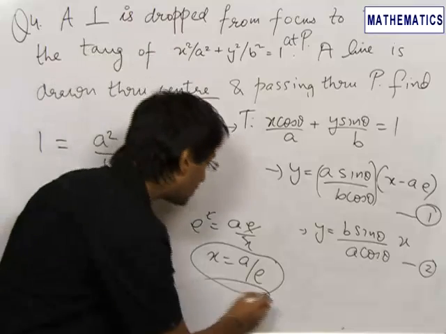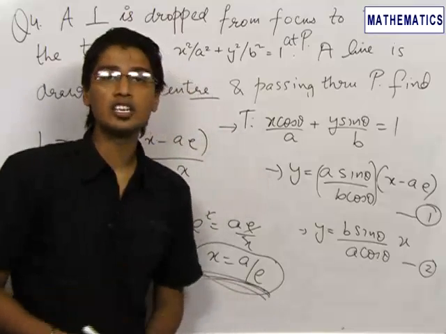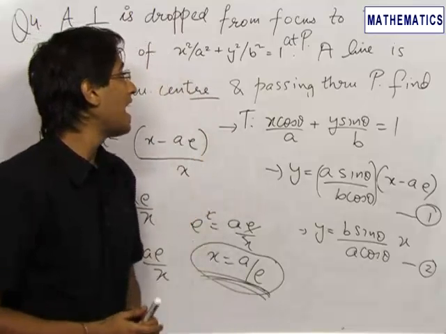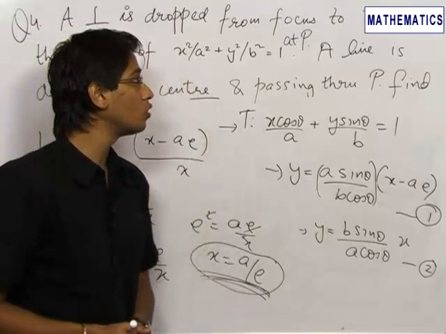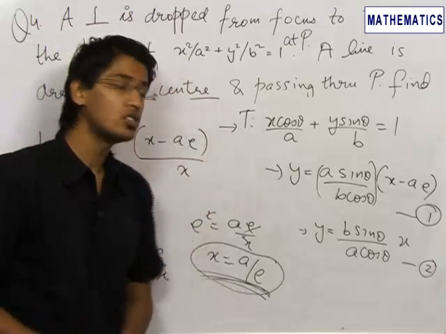We can also remember this relation since it is an important relation for the ellipse x square by A square plus y square by B square is equal to 1, and our final answer is x equals A by E.